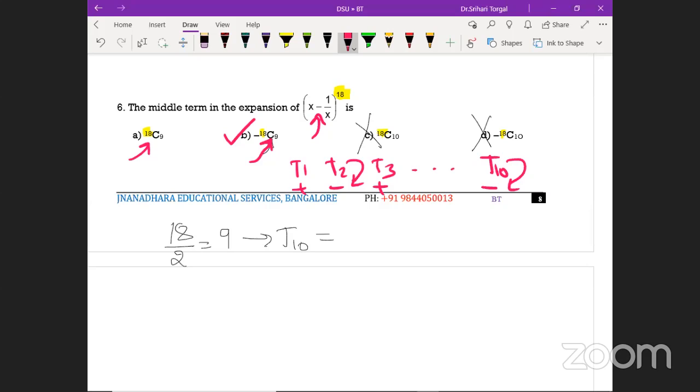First term plus, second term minus, plus minus. When you have a negative sign here, the answer will be plus or minus.